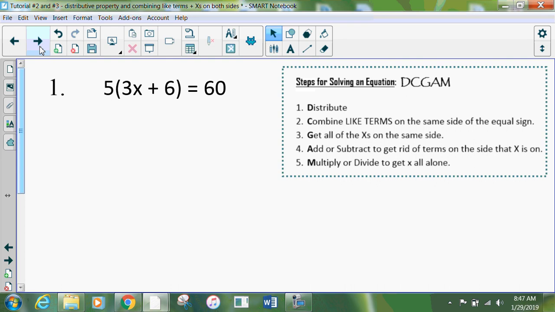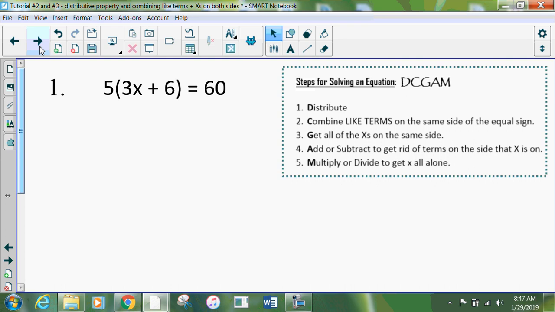Okay, so here we go. We are going to be looking at equations that are a little more complicated than the 1 and 2 step equations that we were doing last tutorial. And I came up with something that may help some people, and I call it DC-GAM. Now, when we were doing the 2-step equations, we talked about how we're always going to be adding or subtracting first, and then multiplying or dividing second to solve for x. Well, these are going to be more complicated, and we're going to have to consider things like distributing and combining like terms and getting all the x's on the same side.